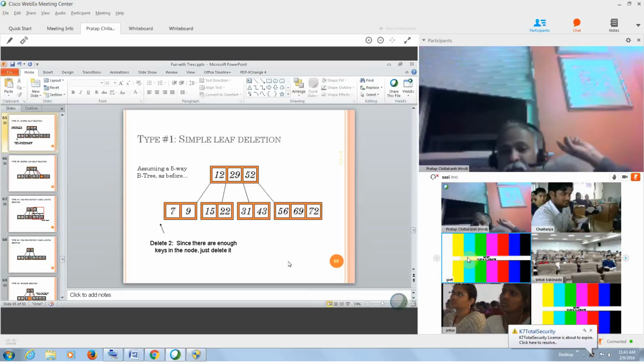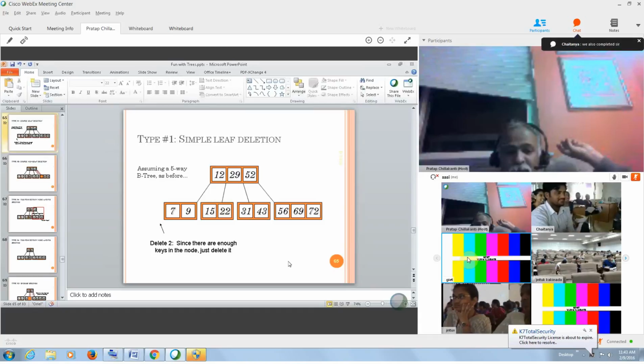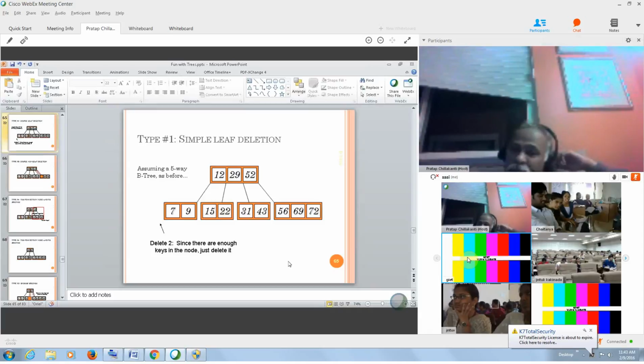So we have this one. So you want to delete, what are we deleting here? 12, 29, 52. Since there are enough keys in the node, just delete it. What are we deleting here, by the way? I don't even know what we are deleting here. Node, just delete. This is a 5-way tree.